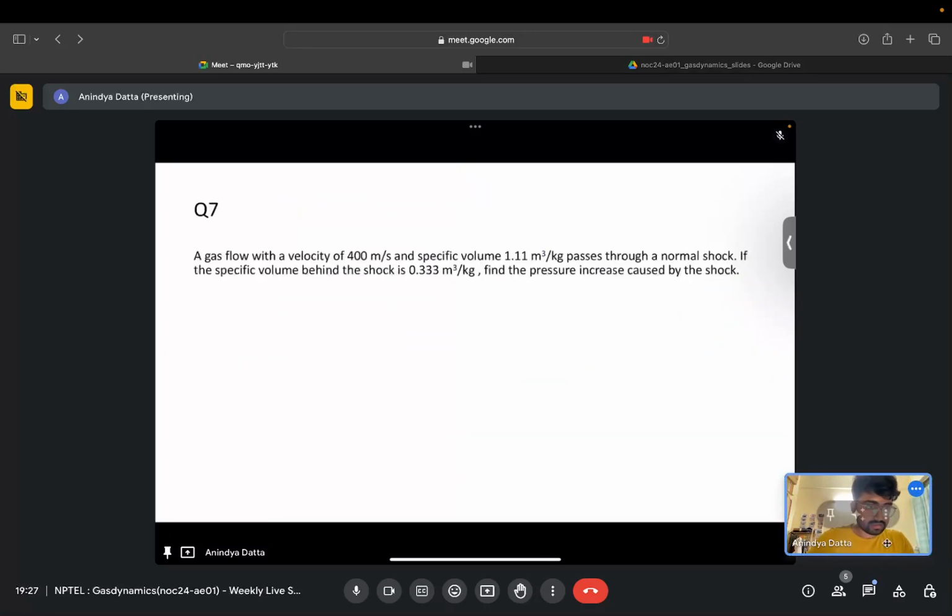Okay, let's go to the next problem, question 7. A gas flow with a velocity of 400 meter per second and a specific volume of 1.1 meter cube per kg passes through a normal shock. So U1 is 400 meter per second, V1, the specific volume, is 1.11 meter cube per kg. If the specific volume behind the shock is 0.333 meter cube per kg, we have to find the pressure increase across the shock. So we need to find P2 minus P1.